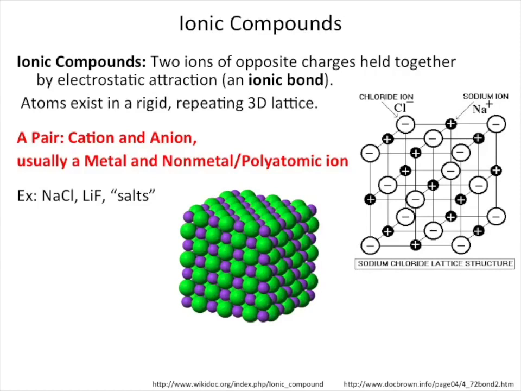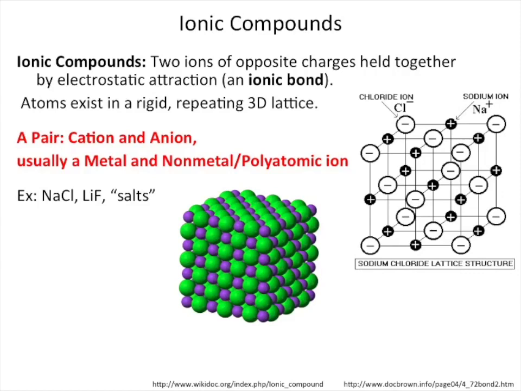In the solid form, these atoms exist in a rigid, repeating three-dimensional lattice, with various structures depending on the ion. In the case of sodium chloride, you have a very simple cubic structure where the ions occupy alternate vertices of cubes attached to each other. We call this an ionic bond, and you're pairing together a cation and an anion.